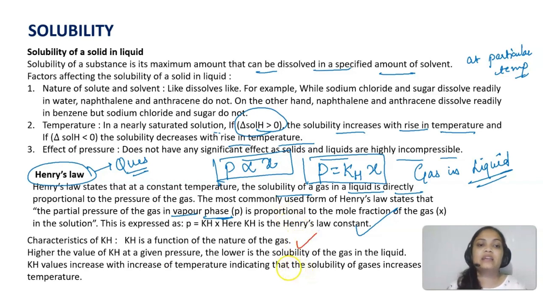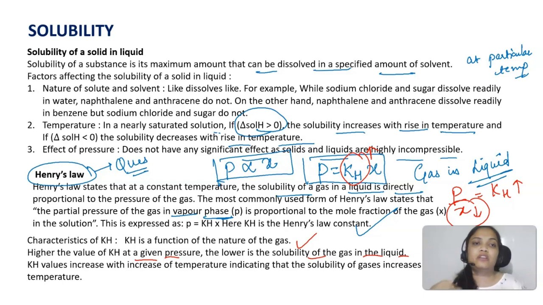And higher the value of KH at a given pressure, the lower will be the solubility of your gas. Because it will be like this, P upon X equals KH. So higher the value of KH, lower will be the mole fraction, meaning lower would be the solubility of the gas. So keep that in mind. They will give you like 4 gases and their KH values, and you need to talk about their solubility. So higher the value of KH, lower will be the solubility.